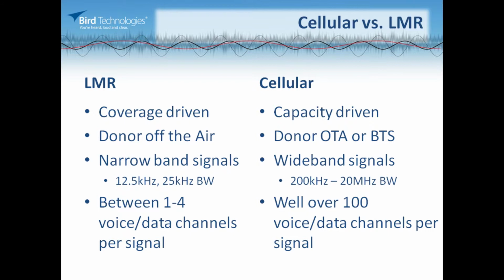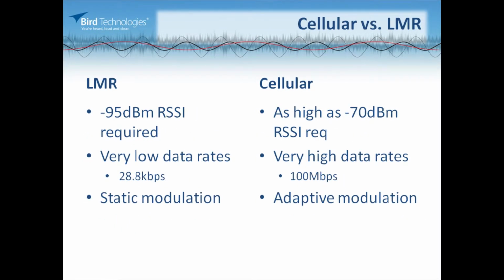And then there's a couple of others that you can see. Typically with an LMR system, most of them today are donor antennas over the air compared to cellular, which is very much being driven by BTS and then some over the air. Couple of things here on this slide that are important is that LMR, you have very low data rates and you have a static modulation. Whereas with the cellular systems, you're really truly dealing with high data rates and an adaptive modulation. That adaptive modulation changes as your coverage or as your ability to receive and send a signal happens within the structure.